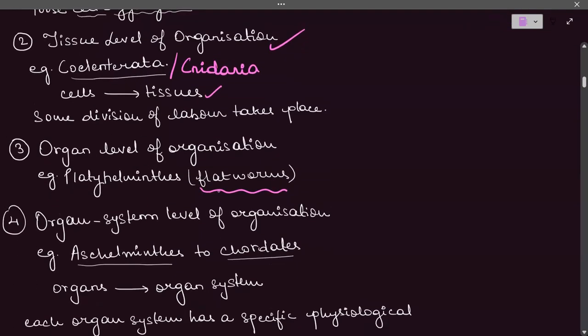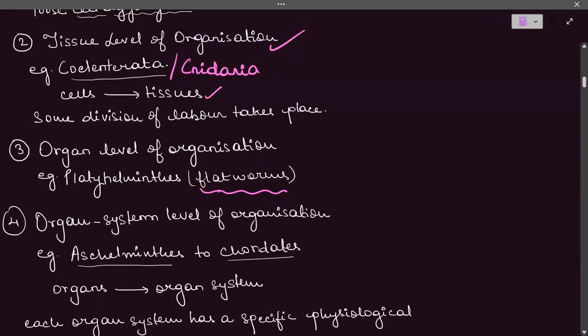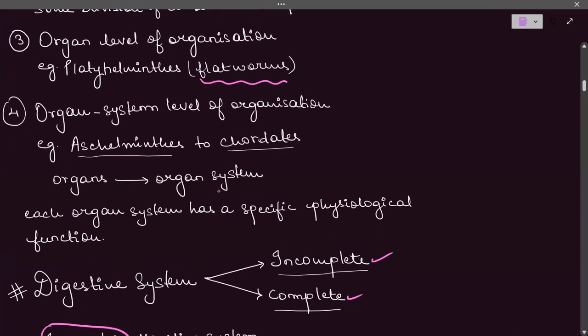Then comes the tissue level of organization. It happens in the case of Cnidaria or Coelenterata. Here, a group of cells make the tissue, and there is a division of labor because tissue can be differentiated to perform different functions. Then there is the organ level of organization. Now, the organ level of organization is present in the Platyhelminthes, which consists of the flatworms. After that, the organ system level of organization. Now, when several organs come together, they make up the organ system. So, this is found right from the Aschelminthes, meaning the roundworms, up till the chordates.